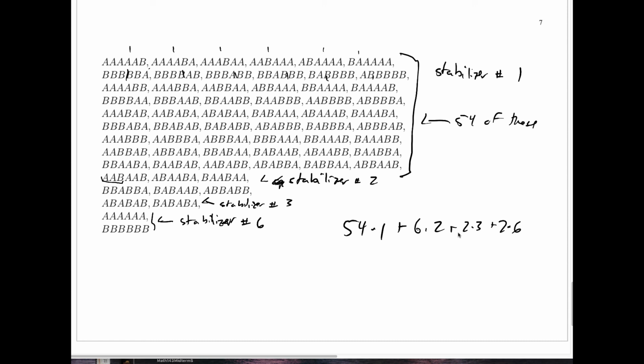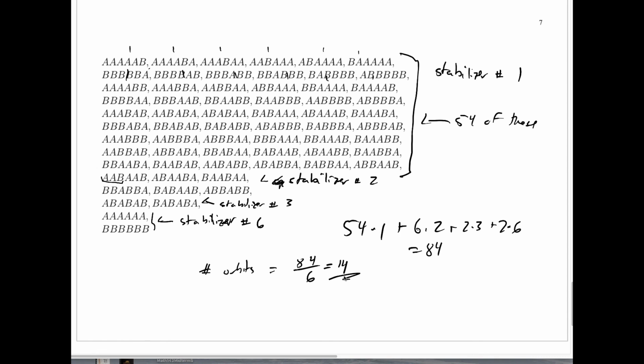That's 54 plus 12 plus 6 plus 12, which adds up to 84. And the number of orbits is thus just 84 divided by 6, where 6 is the length of each of the strings, and that's 14. There we go. Now, you might look at this and say, sure, that works out, but it's kind of silly. I had to go through and check all 64 of these strings to find their stabilizer numbers and add them up. I could have just as easily done what I did here, arranged them by orbits and counted the orbits directly. Why do I need to go through all that work to compute the number of orbits?